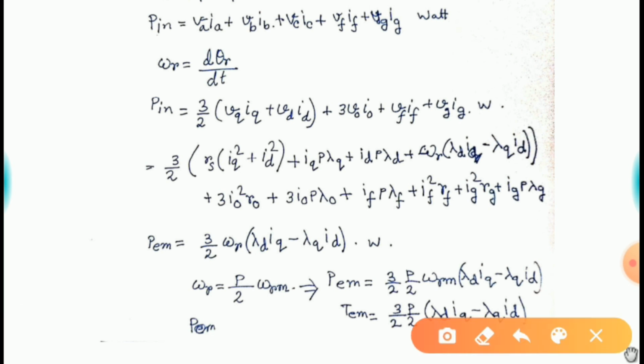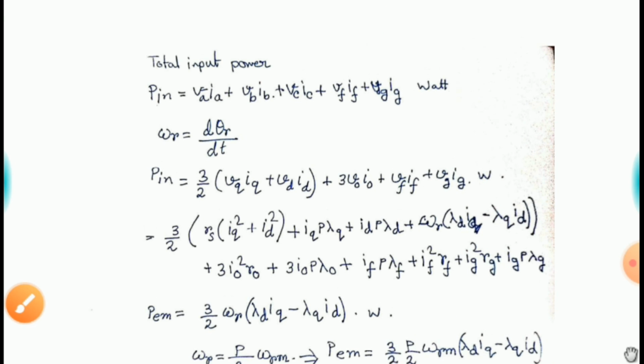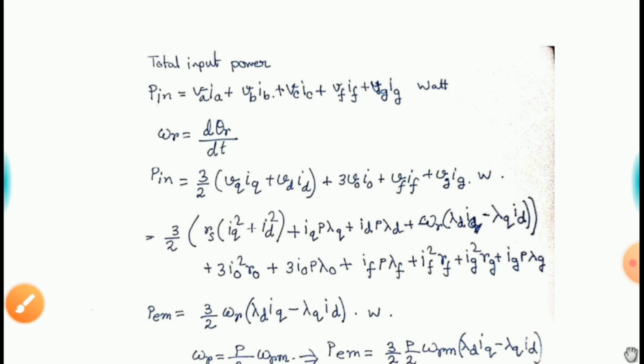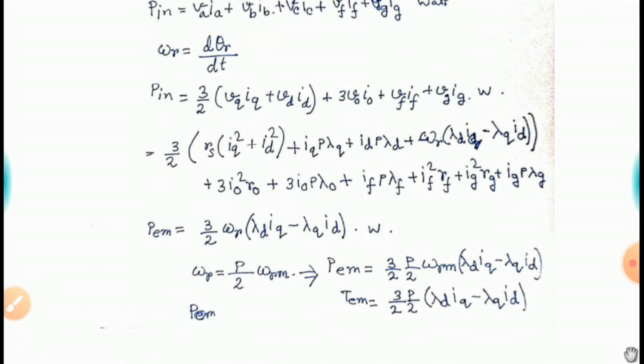And obviously, once again, let me tell you why we cannot take any other term in our generated power: here you can see this is the only term that is dependent on speed, and your output power must depend on mechanical speed, because what we know is that power P is equal to torque T into omega R. So if we make omega R equal to 0, then this P must be 0. Therefore, the generated power must have a direct proportion with omega R.